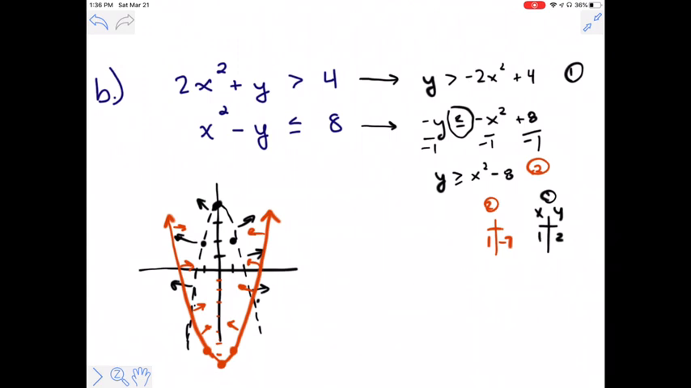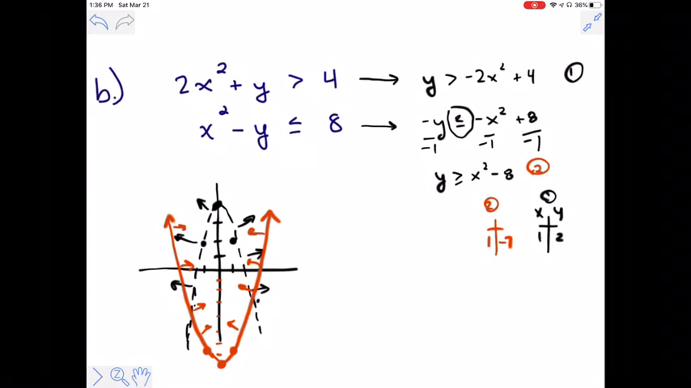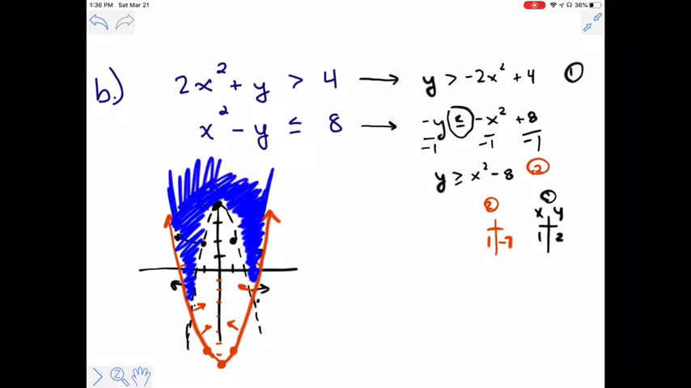So I need now to determine where the double shaded region is, and it looks like it's around the outside of that one in black, but inside the red. So it would continue like that. So this would be an example of unbounded. This is an unbounded solution set.